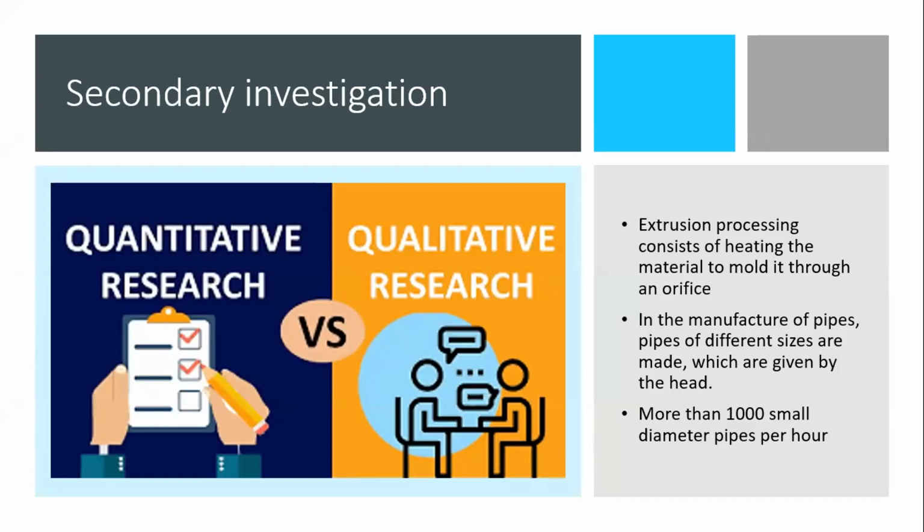For the quantity research, extrusion processing consists of heating the material to mold it into an orifice, and in the manufacturing of pipes of different sizes, which are given by the head. And for the quality research, we have more than 1,000 small diameter pipes per hour.